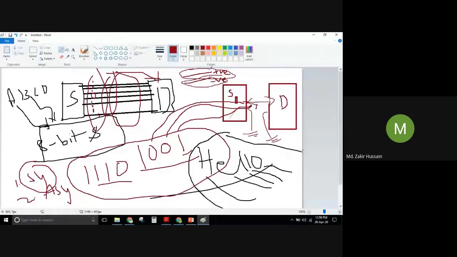This is related to electrical concepts. With one wire, it's not possible. We have to have two wires: one is positive, the other is ground. So nothing to bother about that. Let us go back to our discussion.